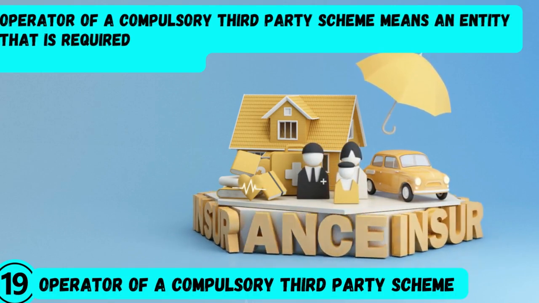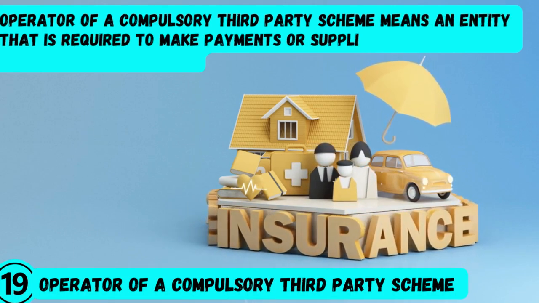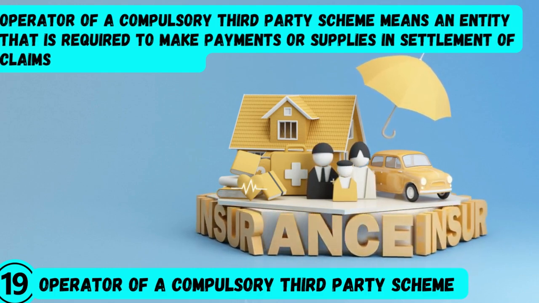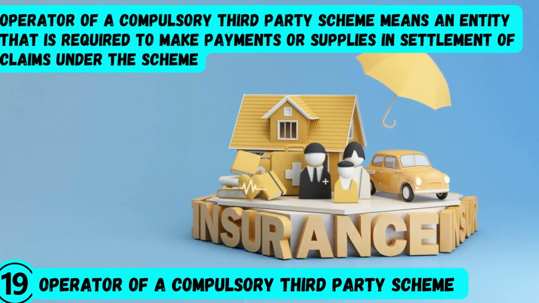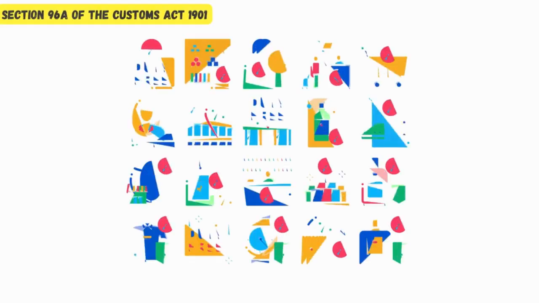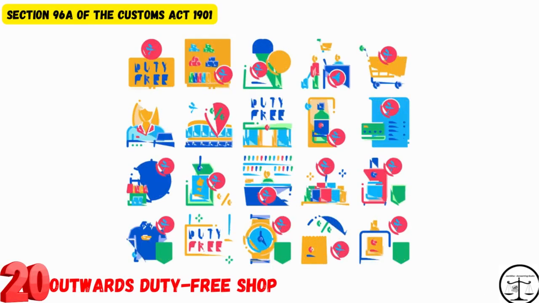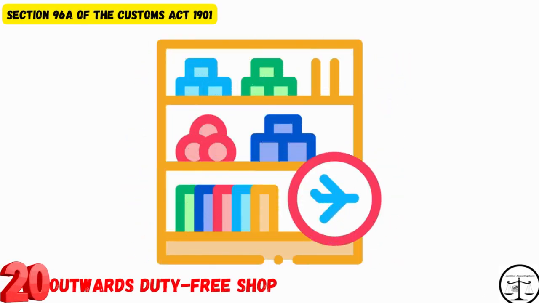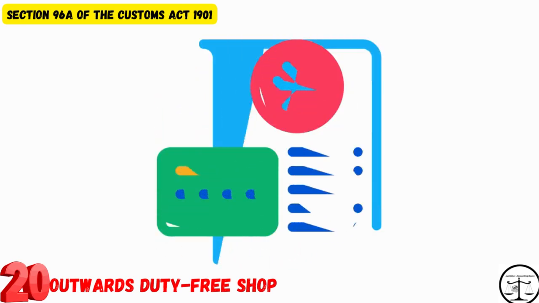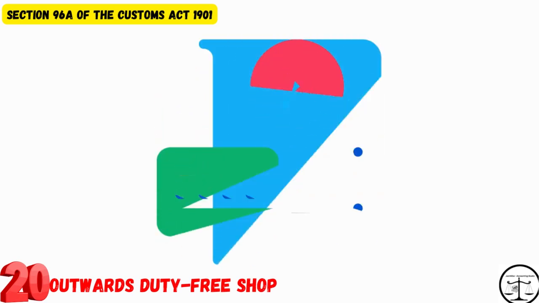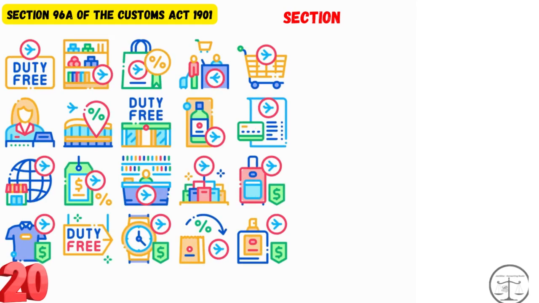Operator of a compulsory third-party scheme means an entity that is required to make payments or supplies in settlement of claims under the scheme. Next word. Word number 20. Outwards duty-free shop has the same meaning as in Section 96A of the Customs Act 1901.